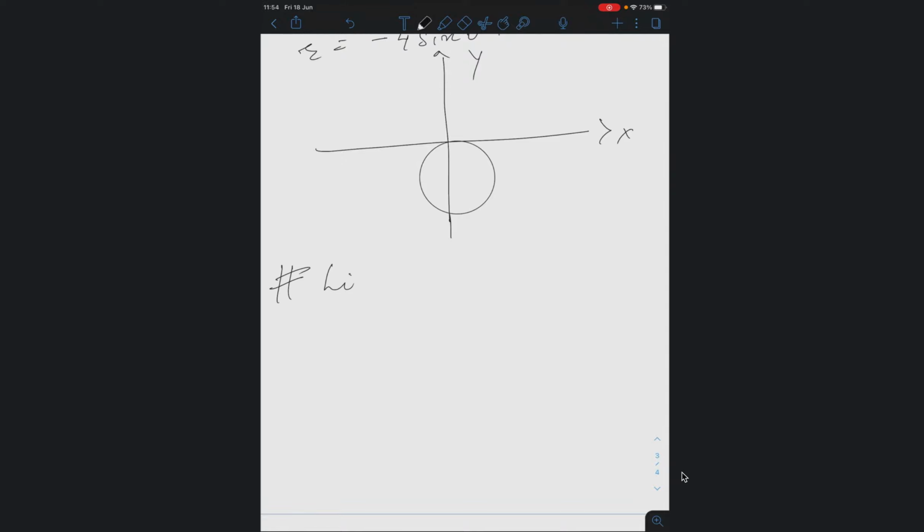Limaçons, which is like r is equal to a plus or minus b sine theta, or it can be r is equal to a plus or minus b cos theta. So again, sine theta means the curve will be on the y-axis, and cos theta means on the x-axis, the major portion. I'm not saying that nothing will fall on the other axis, it is not like that. But the major portion of the curve will lie on the y-axis if you have a sine term, and the major portion of the curve will lie on the x-axis if you have a cos term.